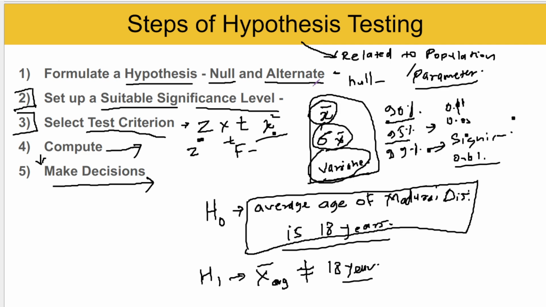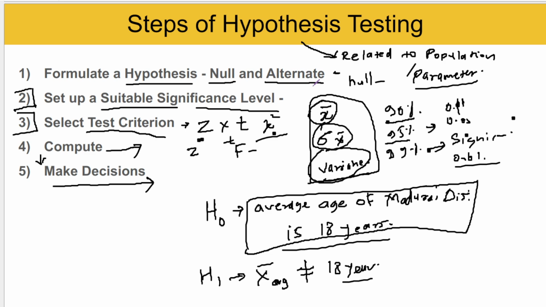Anything else within these steps? I think we are going to see it in a detailed way when we use the Z test and T test. I'm just talking about these steps. So this is a high level overview of what we are going to do. These will be the steps we are going to follow.